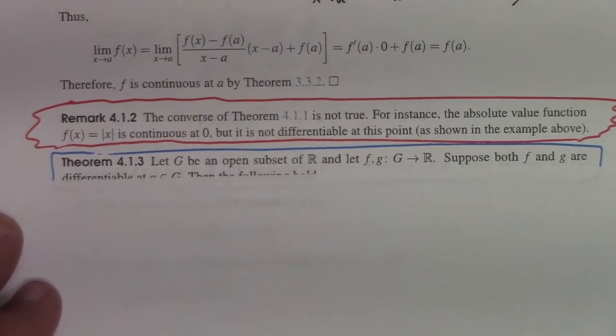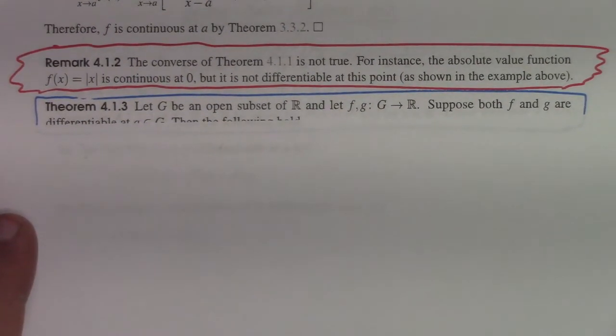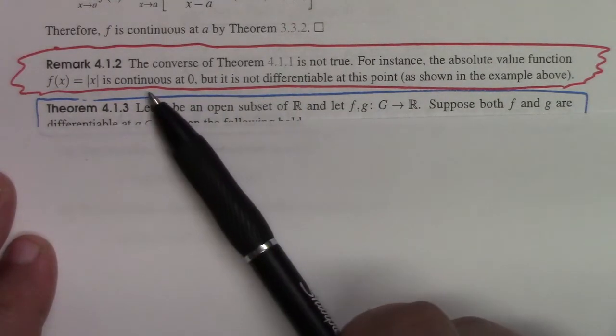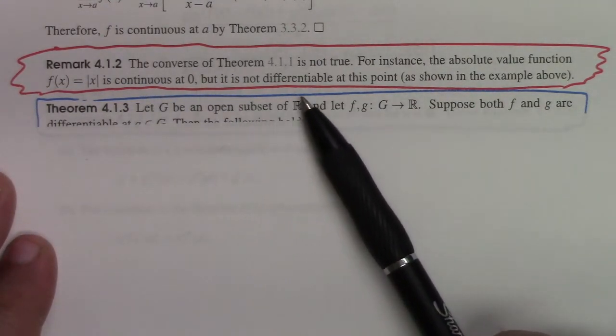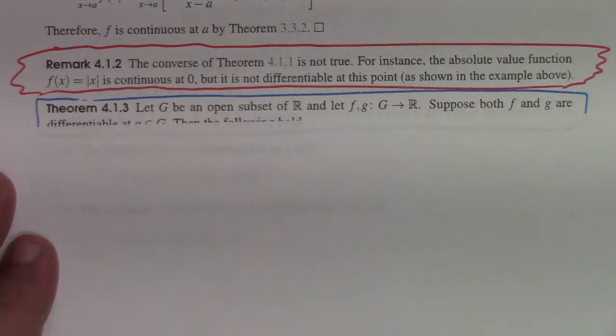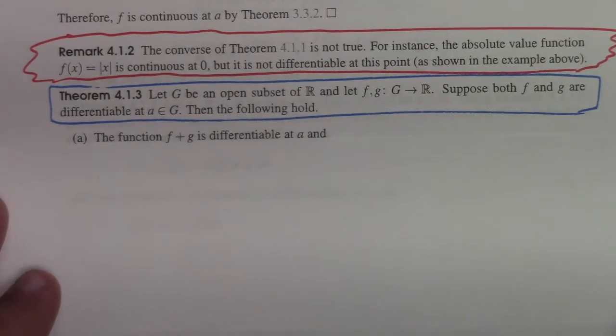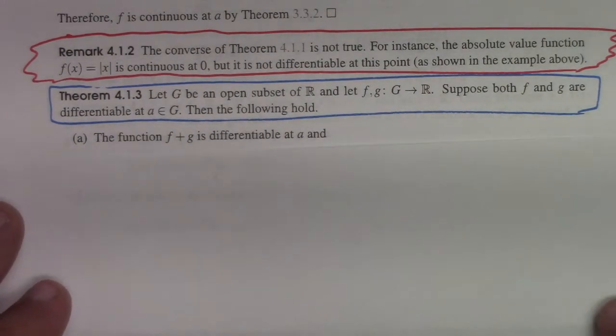Remark: the converse of theorem 4.1.1 is not true. For instance, the absolute value function is continuous at 0, but it's not differentiable at 0, as we showed in the previous example. Fair enough. So differentiability is a stronger condition than continuity. All right.